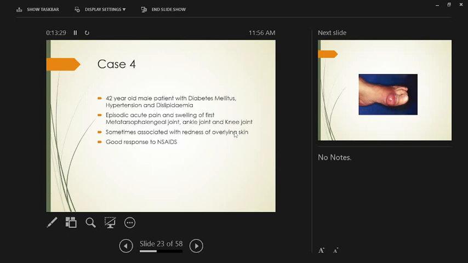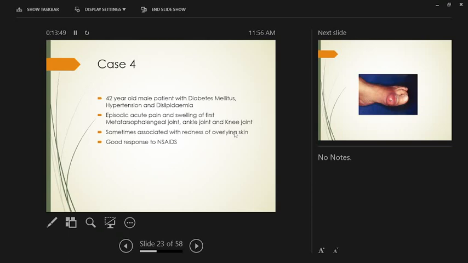So the next case is a 42-year-old male patient with diabetes mellitus, hypertension and dyslipidemia, who's coming with a history of episodic acute pain and swelling involving various joints at various presentations. So the involved joints are first metatarsophalangeal joint, ankle joint, knee joint.